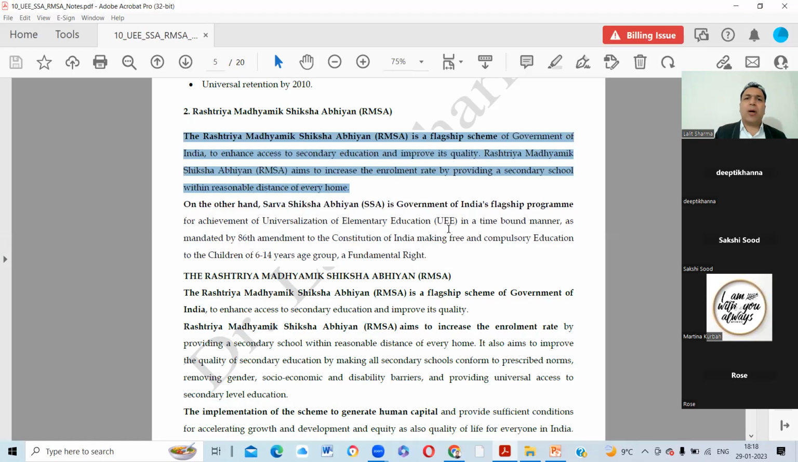Rashtriya Madhyamik Shiksha Abhiyan aims to increase the enrollment rate by providing a secondary school within reasonable distance of every home. Now, what is happening up to 2002, you have seen that various programs started like the DPEP program, MDM, midday meal, which we will discuss further, then the SSA program. Okay. But what about secondary education?